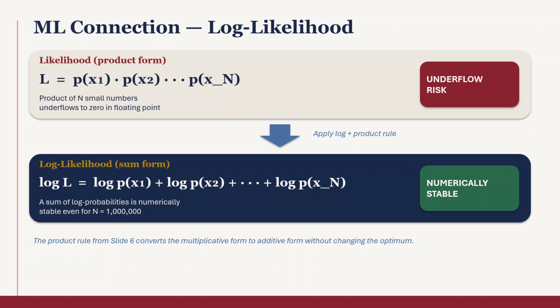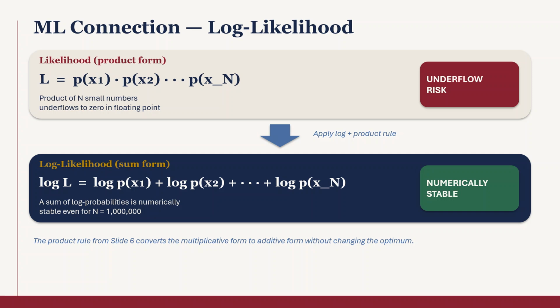Most machine learning algorithms maximize a likelihood, the probability the model assigns to the observed data. For a dataset of n independent samples, the likelihood is a product of n small numbers. L equals p of x1 times p of x2 and so on times p of xn. If each p of xi is less than 0.01 and n is large, this product underflows to 0 in floating point arithmetic. Your model loss vanishes for purely numerical reasons.